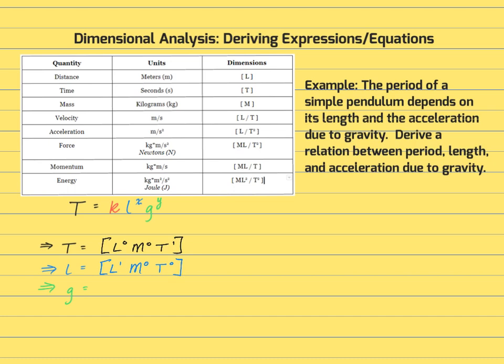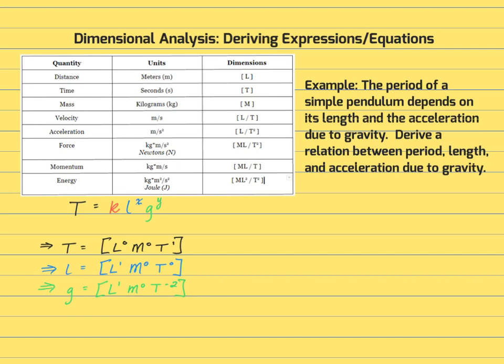And finally, g. g is a little tricky. g is acceleration, so we have an L and we have a t squared in our denominator. So that's actually going to be a T to the negative 2. So for L, we have 1. There is no mass associated with acceleration. And then for time, we have a negative 2.